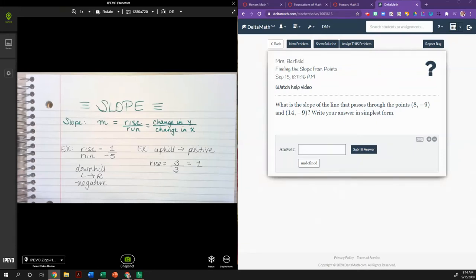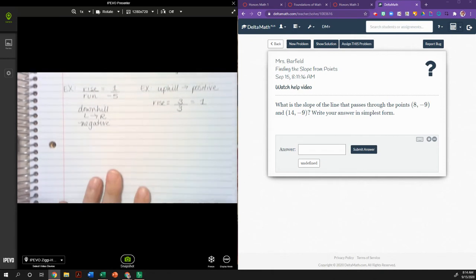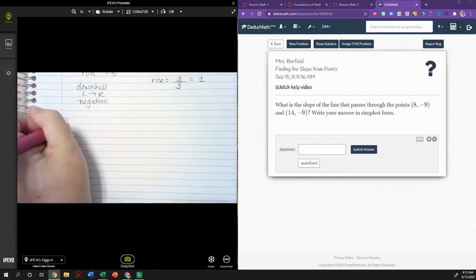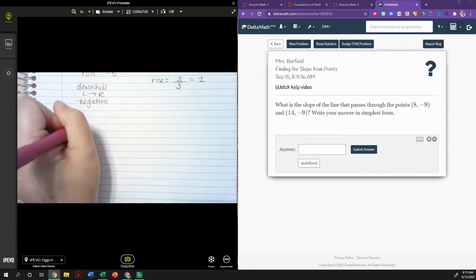Good morning, everyone. So we are returning back with slope, but now the question has changed. It says, what is the slope of the line that passes through the points (8, -9) and (14, -9)? When you are given a question of slope and you are given 2 points, you need to use the slope formula.